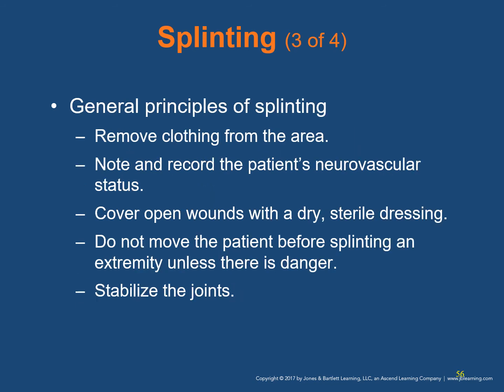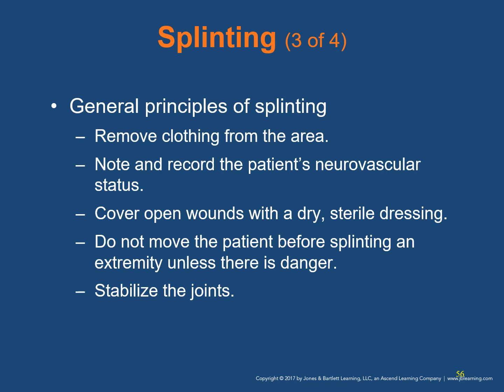A splint is simply a device to prevent motion of an injured part. It can be made from any material on occasions when you need to improvise. The three basic types of splints are rigid, formable, and traction splints.